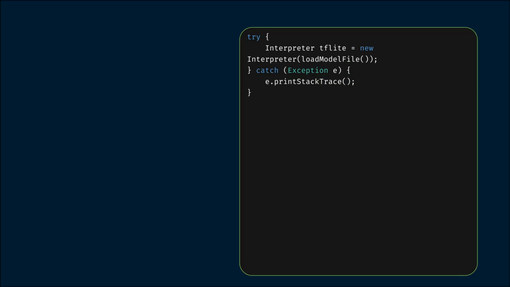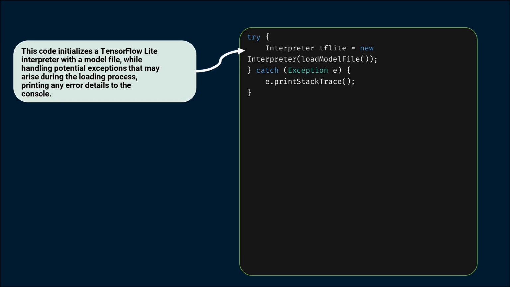Now let's see how we can set up the TensorFlow Lite interpreter for our Mobilenet model in an Android environment. First, we initiate the interpreter by calling the interpreter class with the model file loaded through the loadModelFile method. This method is critical as it retrieves the tflite model file we've prepared previously from our retrained Mobilenet model, ensuring that it is ready for inference.